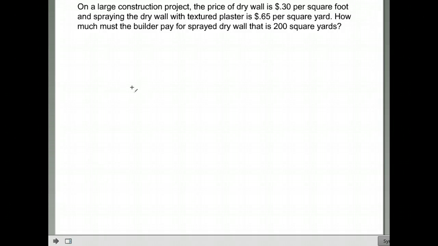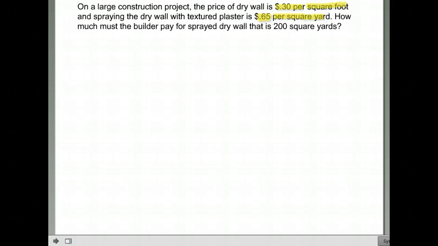All right, let's take a look at these connections problems. They can sometimes be a headache as we try to apply things. It talks about a large construction project. The price of drywall is 30 cents per square foot, and spraying the drywall with the textured plaster is 65 cents per square yard.